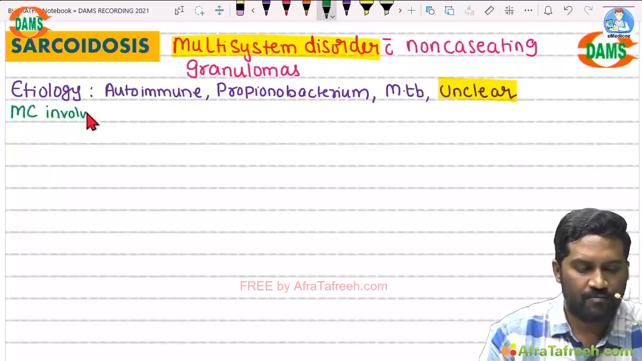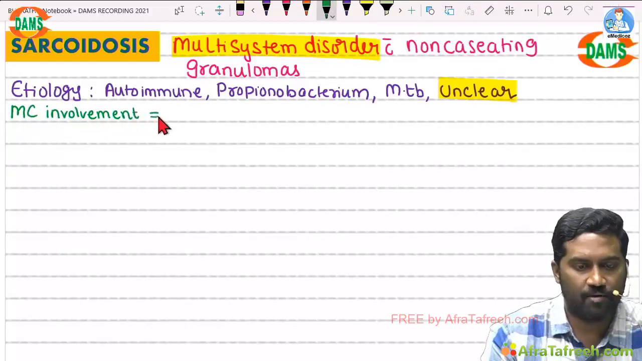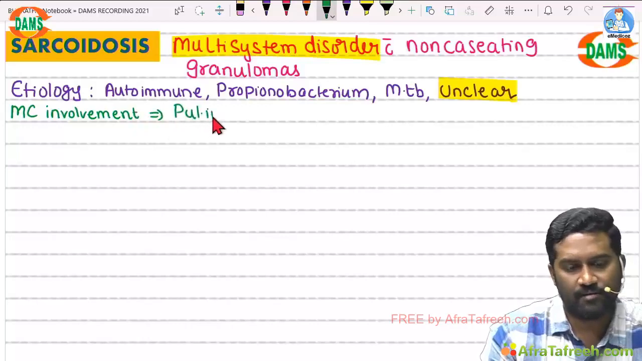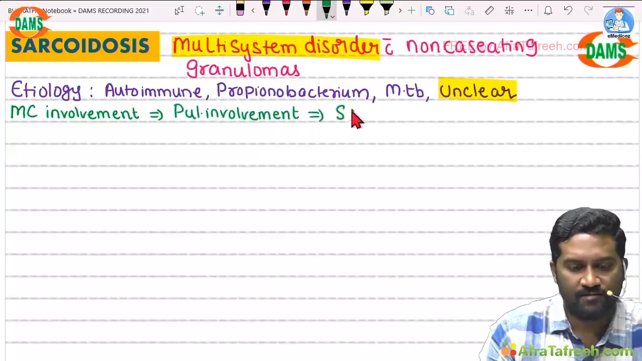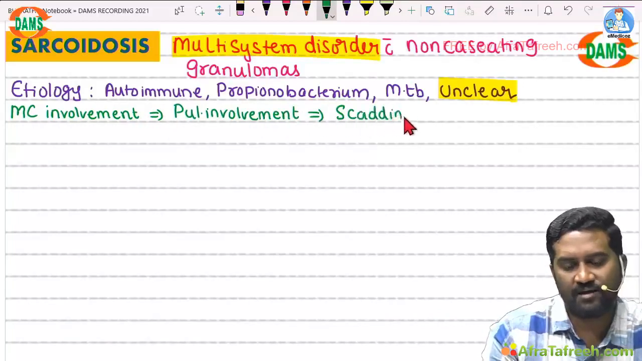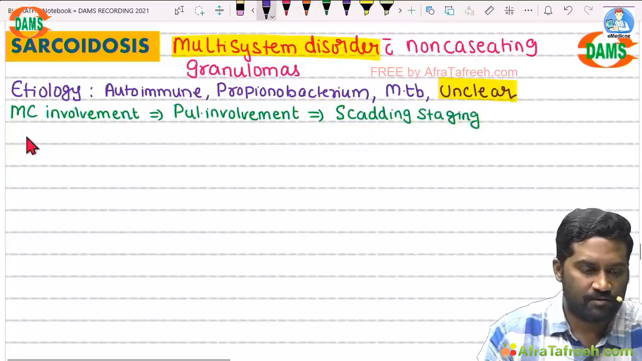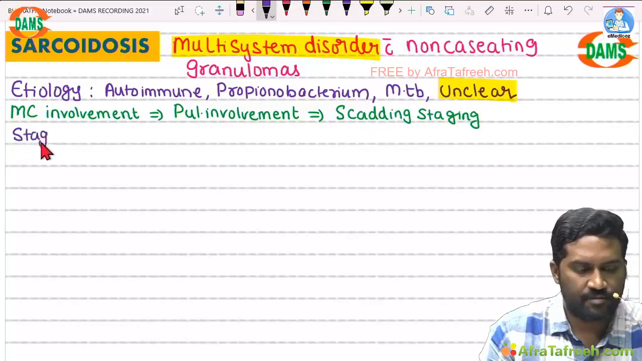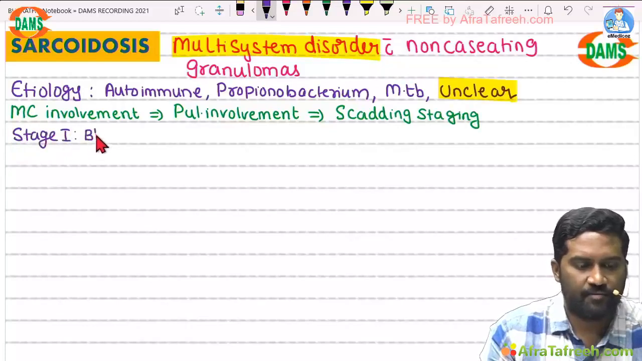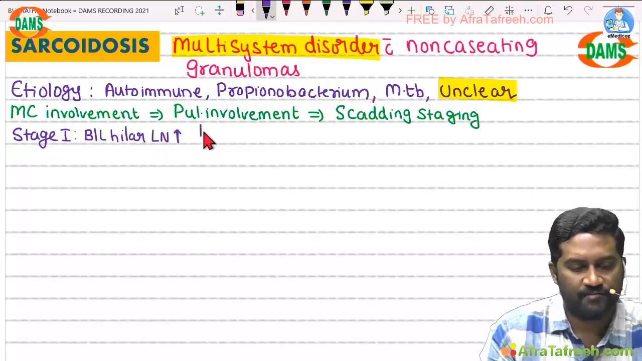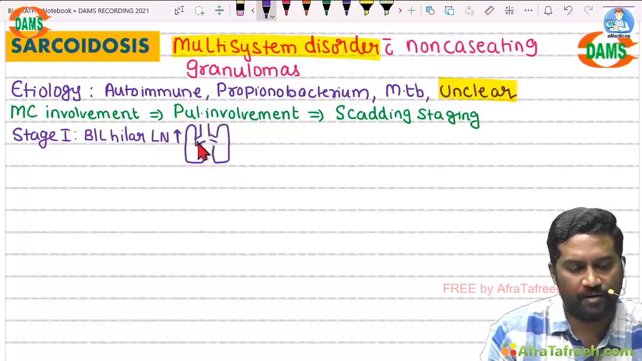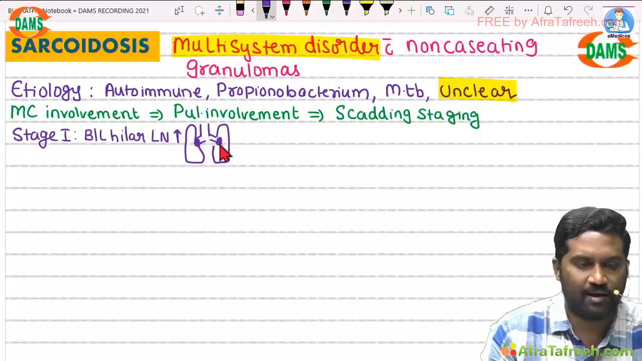Most common involvement will be pulmonary involvement, and this pulmonary involvement is given by a staging called Scadding staging. According to this, there are 4 stages. Stage 1, patient will have bilateral hilar lymph node enlargement. If you consider this is the lung, in stage 1 there will be only lymph node enlargement.